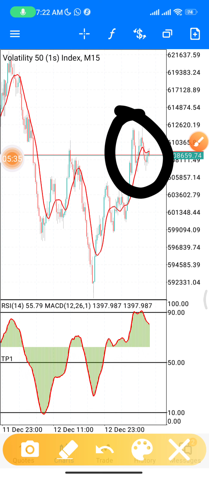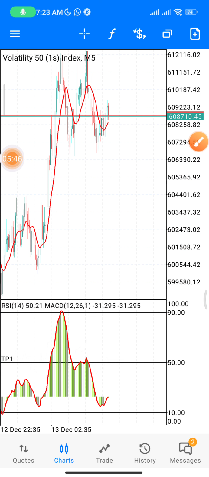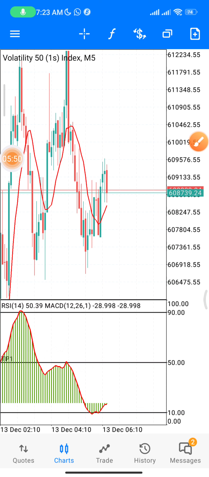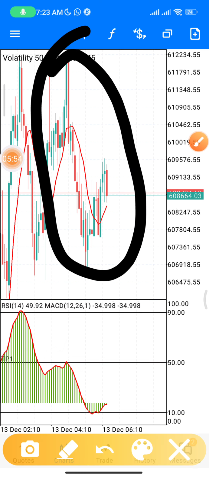Okay, so at the time of recording this video, this is a sell position, but then of course the market can never be straight. So let's go over to the 5 minutes time frame. We'll check it on the 5 minutes time frame. You can see that in 5 minutes the market has been trying to sell.